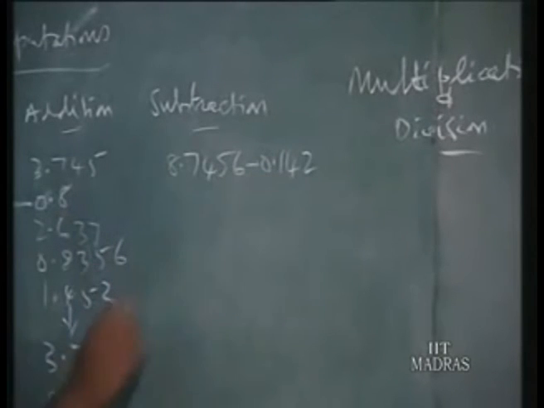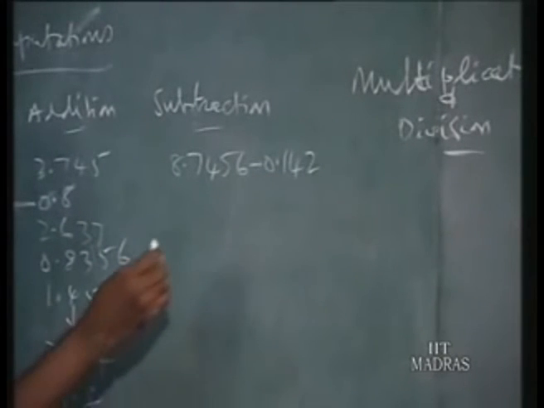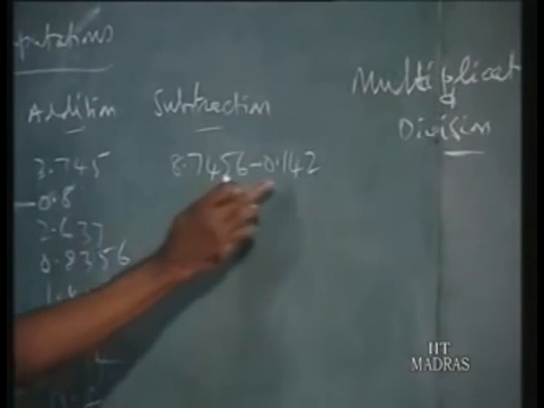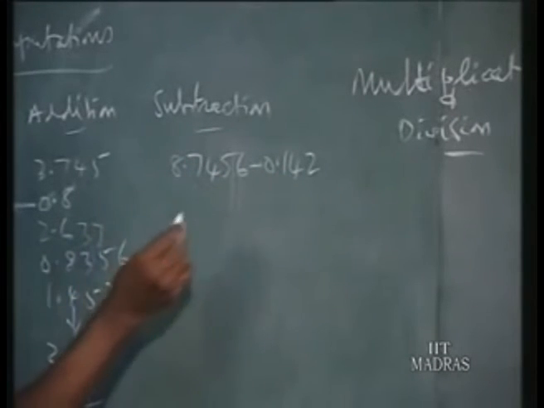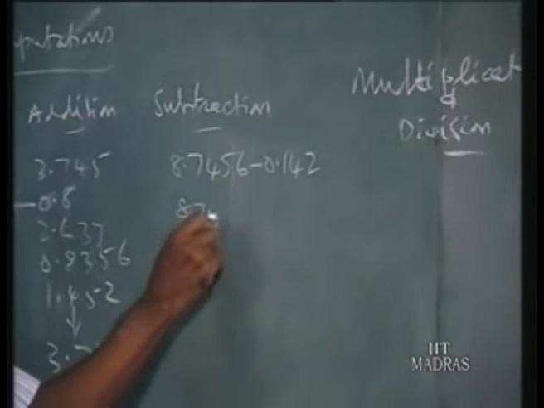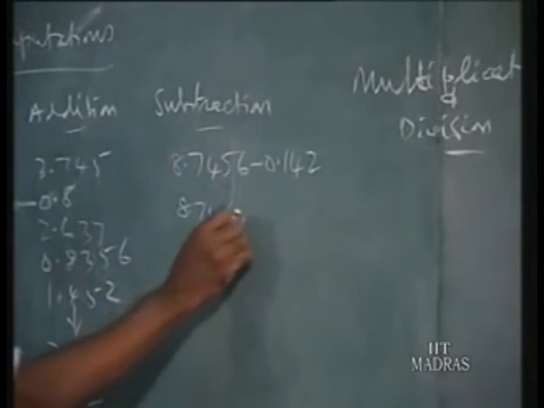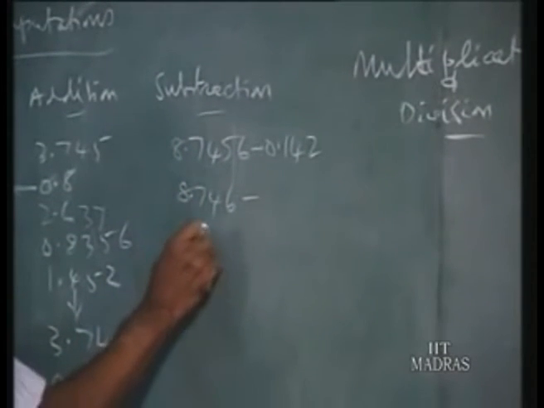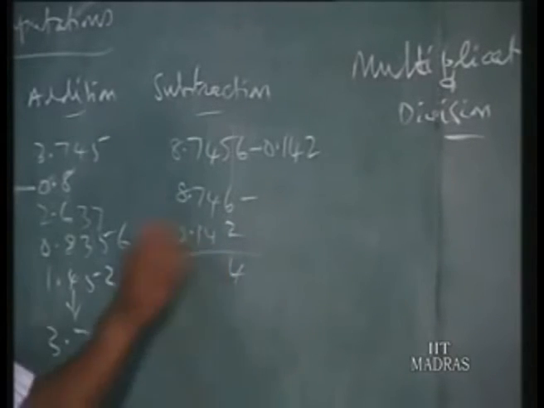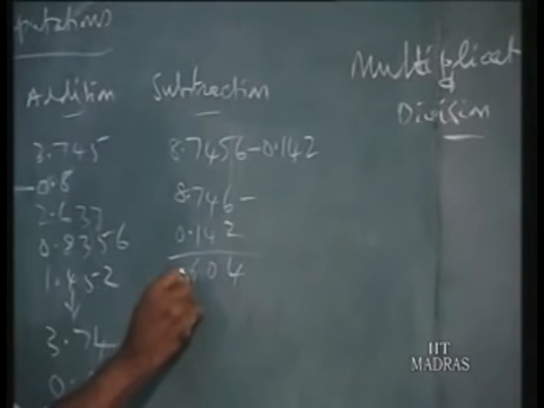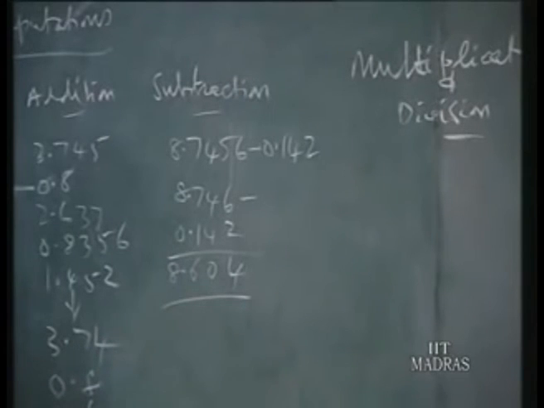So here the second number is less accurate. So round off the first number to the same decimal place, up to the third decimal. That means 8.746, because 6 is higher than 5, and add 1 always. So 8.746 minus 0.142. The answer will also have the same number of decimal places, 8.604. So this is the answer for the rounding off procedure adopted for subtraction.